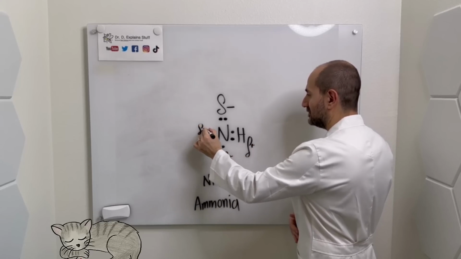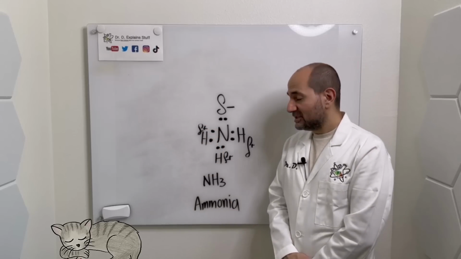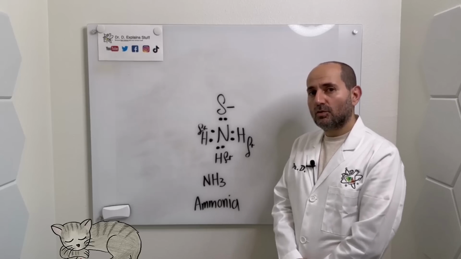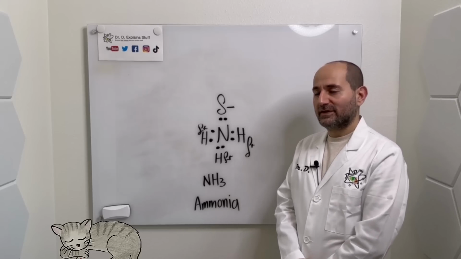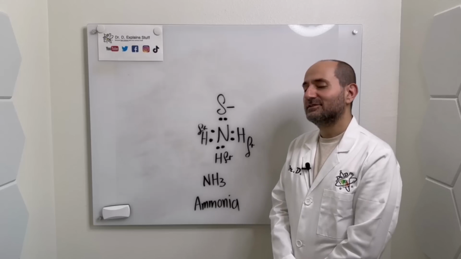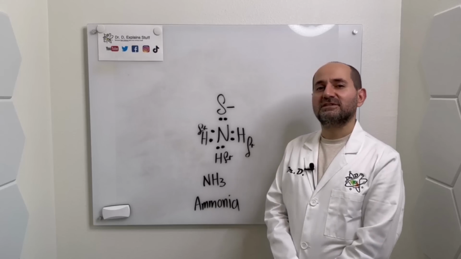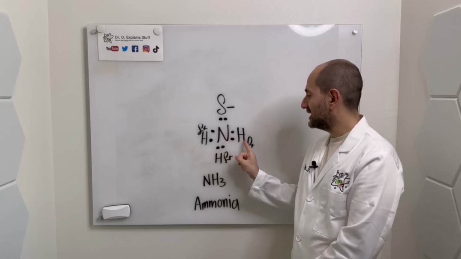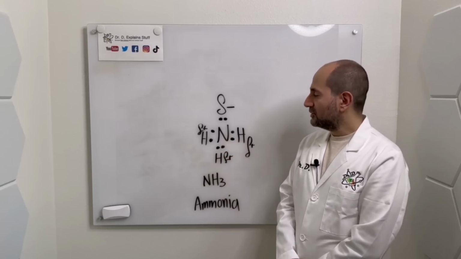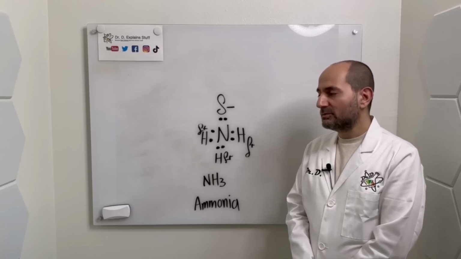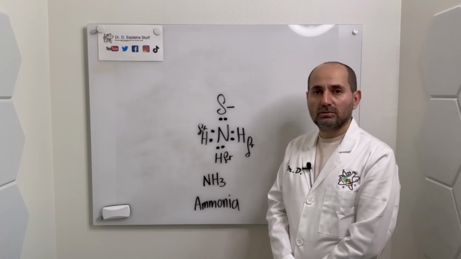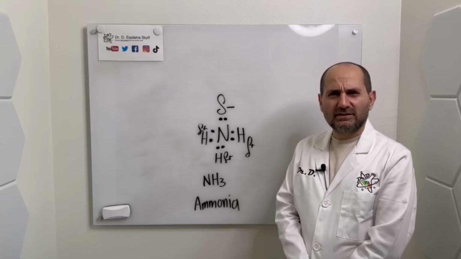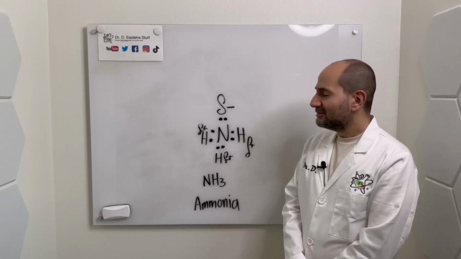So again, let me ask you this. Are these polar covalent bonds between the hydrogens and the nitrogen, or are these non-polar covalent bonds? These are polar covalent bonds because of the uneven sharing, because nitrogen is more electronegative than hydrogens. And so this is a polar molecule. Ammonia is a polar molecule. So what does that mean for you? Why do we care?